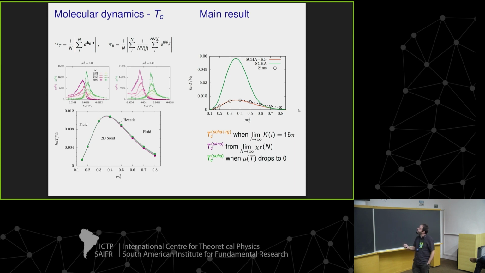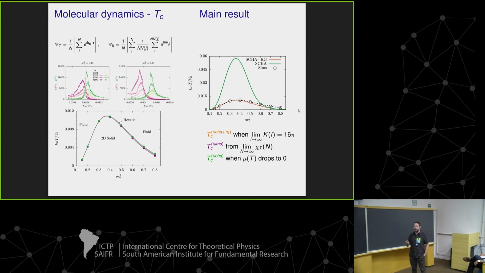So we can see here in the black dots the simulation, which is almost like the experimental result in this problem. The self-consistent harmonic approximation in green, and in orange, the combined approach using a model for the energy of a dislocation. So we can see that the combined method of combining mean field and renormalization group describes very well the phase transition and the phase diagram.